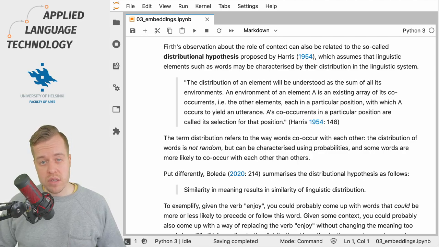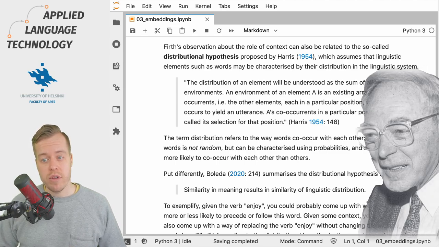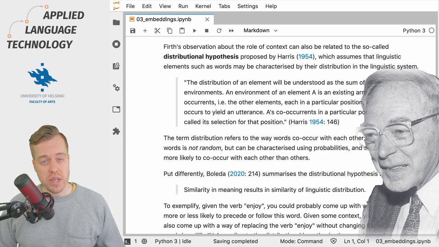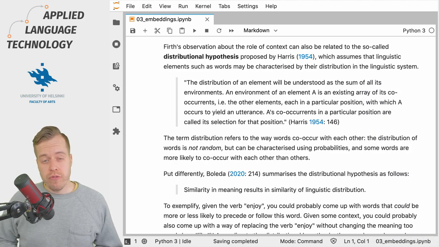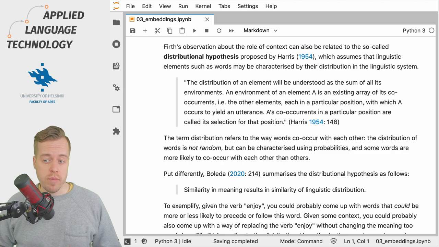A more extreme version of the relationship between a word and its immediate context can be found in the distributional hypothesis put forward by Zellig Harris in 1954. The distributional hypothesis proposes that linguistic elements, such as words, can be characterized by their distribution in the linguistic system. What the term distribution refers to in this context is the way words tend to co-occur with each other. It's important to understand that the distribution of words in a language is not random, but can be characterized using probabilities, and some words are more likely to co-occur with one another than some others.